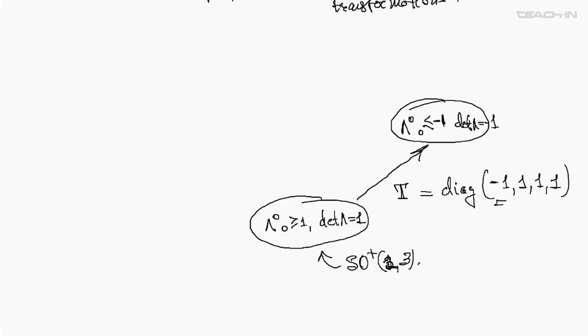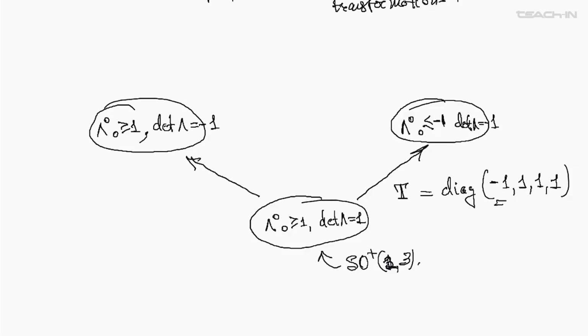Now, there is another component, which is a component containing matrices with lambda 0, 0 bigger or equal to 1. So orthochronous transformations, but those which change orientation. For them, determinant of lambda is equal to -1. And this component is obtained from the proper orthochronous subgroup by means of application of what is called parity or space inversion.